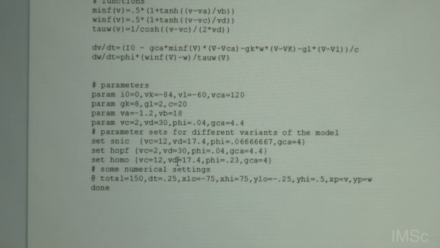So now let's jump straight into discussing some of these behaviors. I'm going to open XPP and I'm going to start plotting those geometric structures that I've been talking about. In particular, I will start with plotting what are called nullclines.